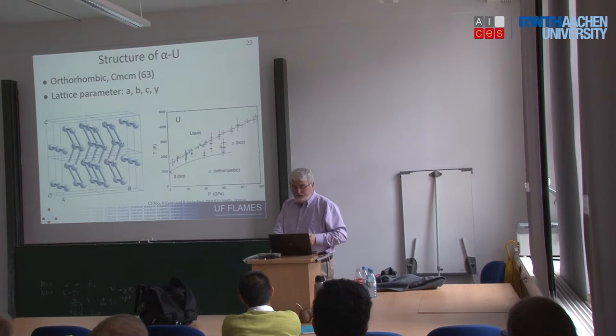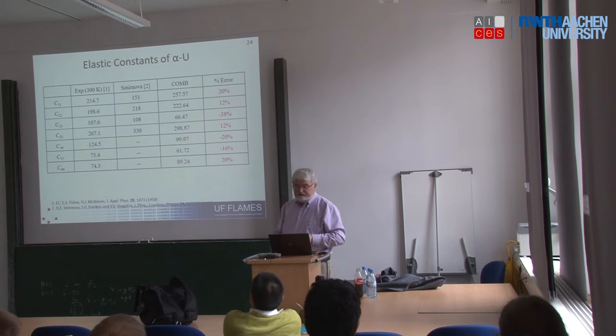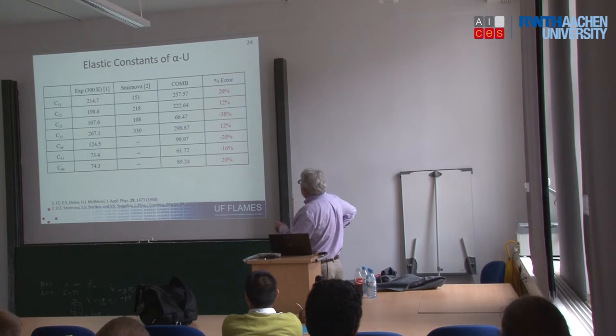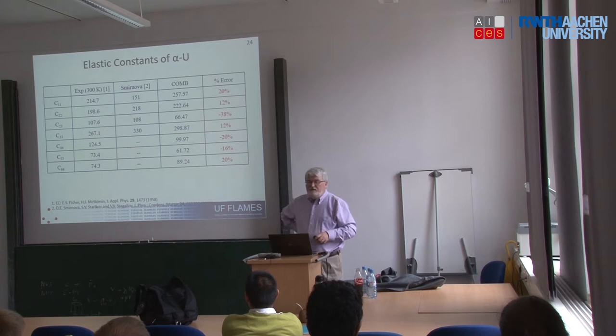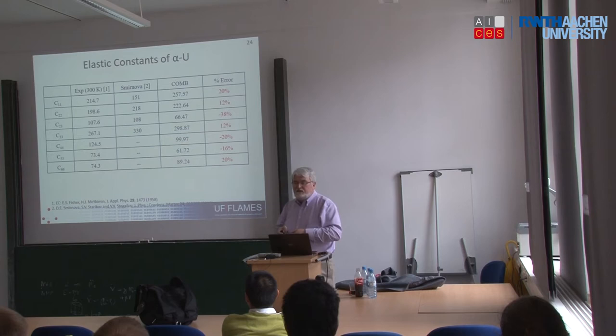So here's the elastic constants, for example. So this is a different potential. These are the errors in our potential from experiment: 20%, 12%, minus 38%, 12%, minus 20%, minus 16%, 20%. I don't like those values. I don't like them being that big, but they're not atypical for interatomic potential descriptions of materials. And we could, by adjusting parameters, make some of these smaller at the expense of others. But this is a fairly typical description of the interatomic interaction.